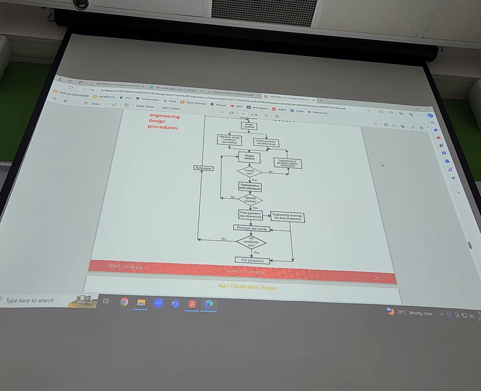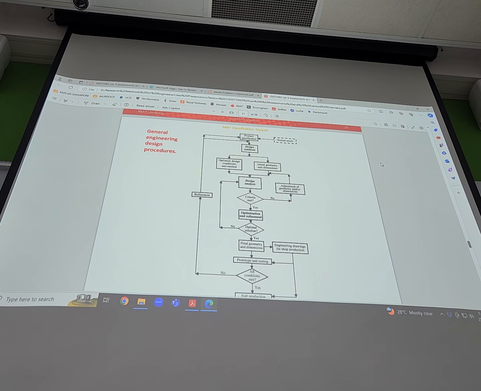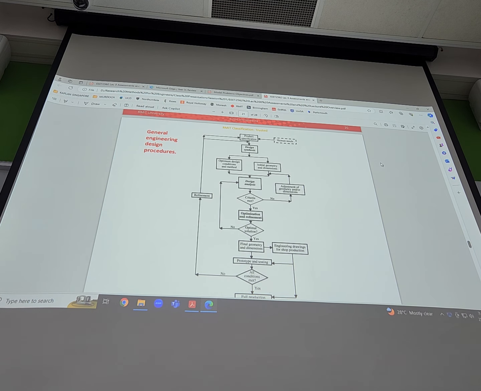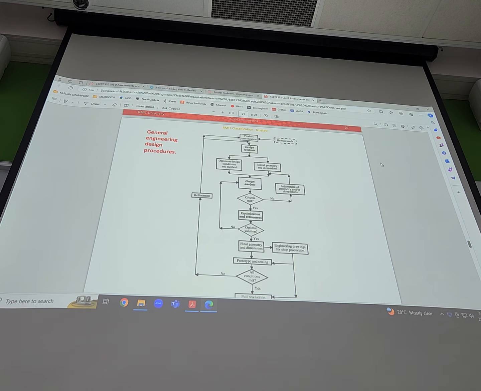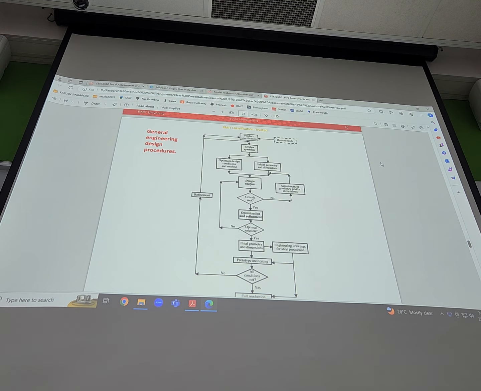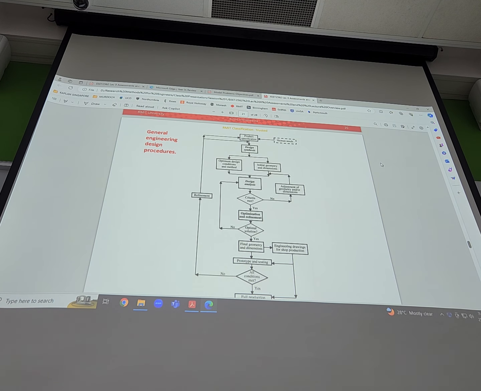So if you see the general engineering design procedures, particularly if you are going to deal with a product development, okay, you need to have the product specifications. The product specifications come from customer requirements. So how do you get customer requirements? You need to come out with a questionnaire, you need to do a product related survey. So from the customer you get all the requirements, then what do you do with the requirements?